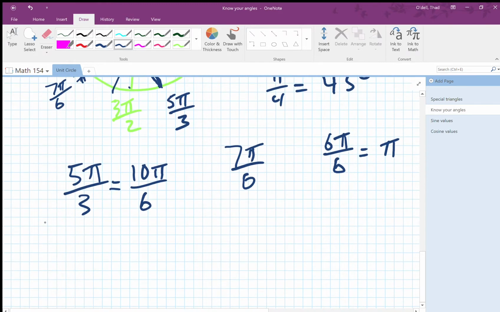I'd encourage you to play around with this a little bit and see if you can find your way around the circle. We need to get better at just knowing where you're at in the circle given the friendly angle measures, which are multiples of 45 and multiples of 30, or in radians, multiples of pi over 6 and pi over 4.